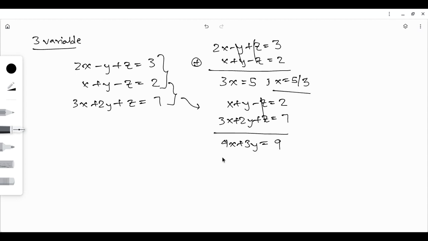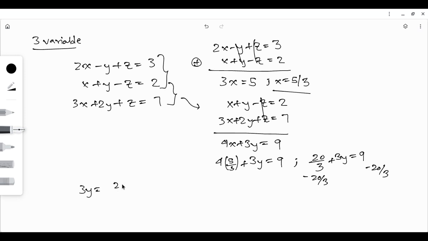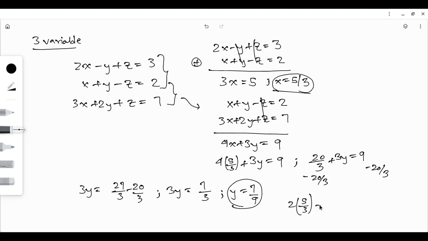But I already know what x is, so it's 4 times 5/3 plus 3y equals 9, which gives me 20 over 3 plus 3y equals 9. And I subtract 20 over 3 to get 3y equals, let's call it 27 over 3 minus 20 over 3. 3y is 7/3, giving me y is 7/9. Now I have the value for x and I have the value for y. I can find the value for z. So I have 2 times 5/3 minus 7/9 plus z equals 3, and I can solve for z.